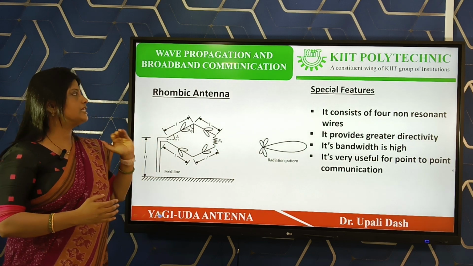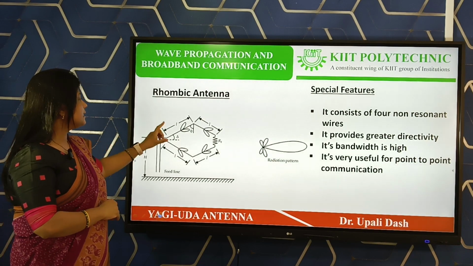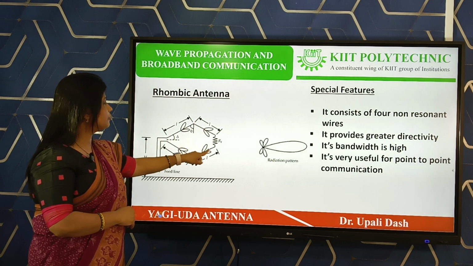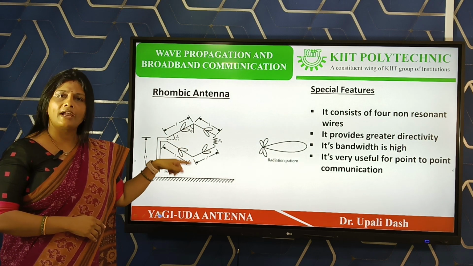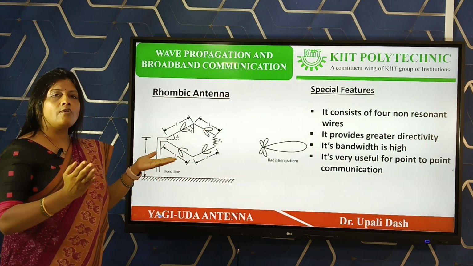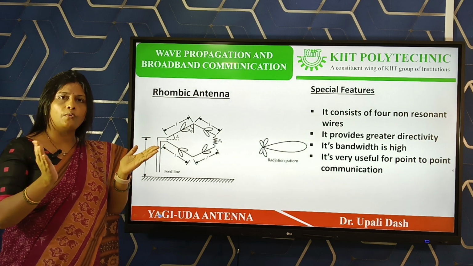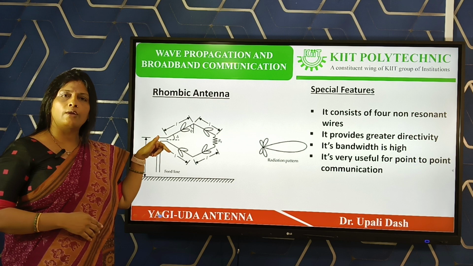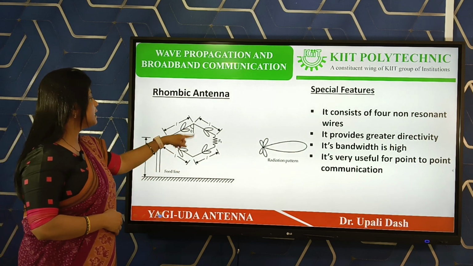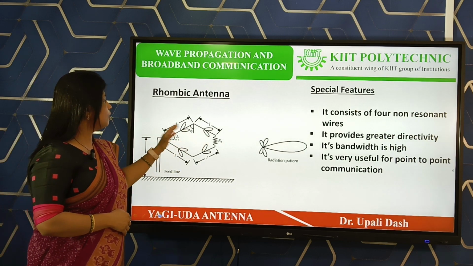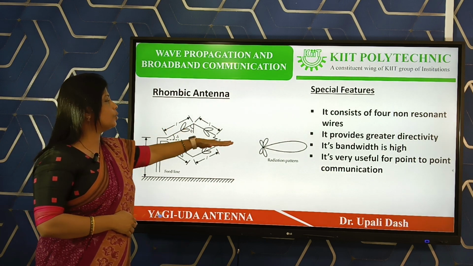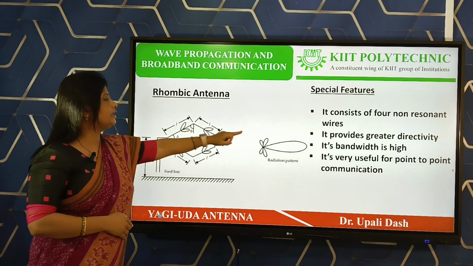So what is the best feature? Here the individual wire is an antenna. This is 1, 2, 3 and 4. 4 wires can act as an antenna. They will have a radiation pattern in their own way as it is shown, but the ultimate radiation pattern is in the diagonal of the rhombus. Because it is a rhombus, it has a diagonal like this, and where the feeder is there, when the load is terminated, in that direction only the resultant directivity will be.